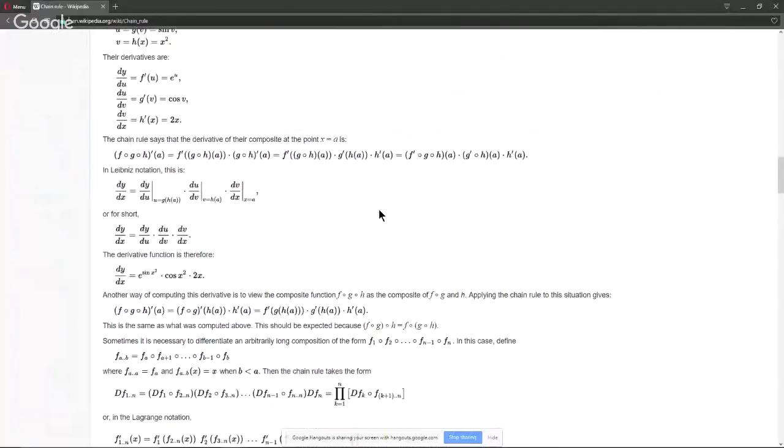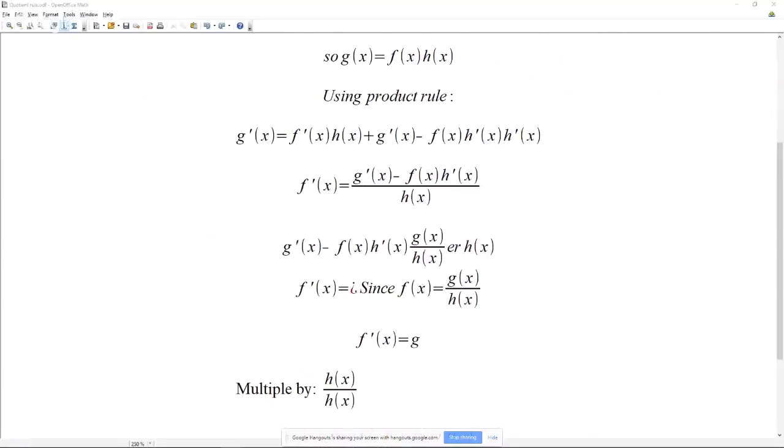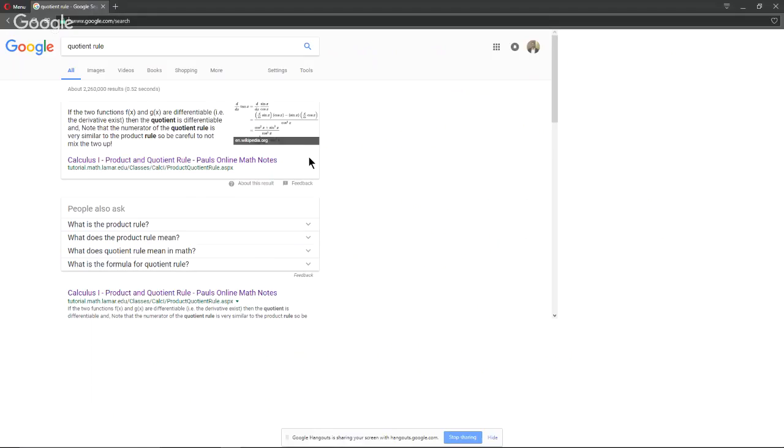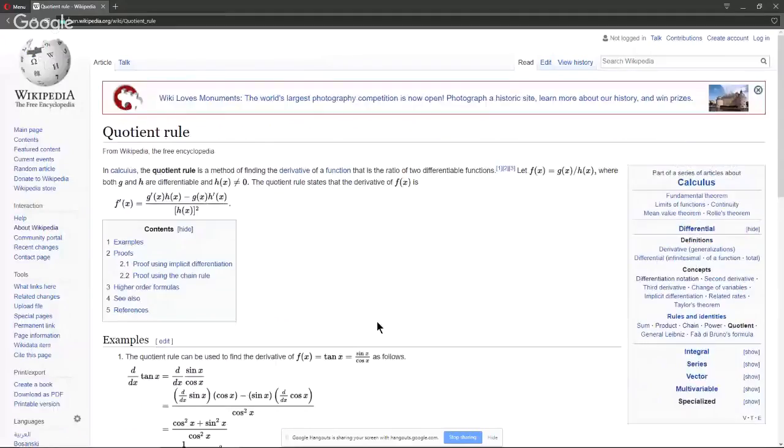I think it should look like this. No, that's not it. I could be wrong. One sec. Let me see what you got. I know how it's supposed to look in my head, but I can't make it work out in the program. So let's just look here. We're going to go to quotient rule on Wikipedia, and then I'll look at your thing.